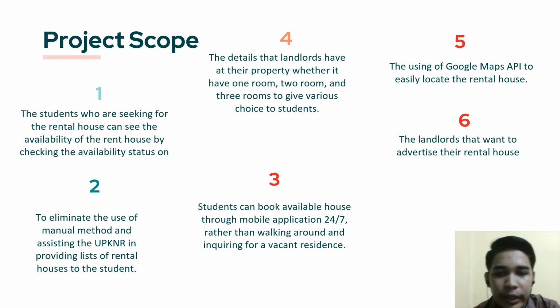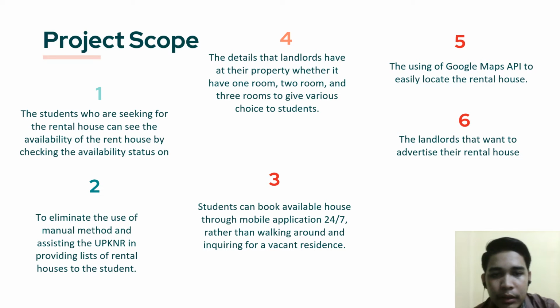Project scope. There are 6 project scopes that I put in this project. The first one is the students who are seeking a rental house can see the availability status of rental houses on the mobile application. Second, to eliminate the use of the manual method and the existing UPKNR method in providing a list of rental houses to the students. The third one is that students can book the available house through the mobile application 24 hours, rather than walking around just to find the rental house.